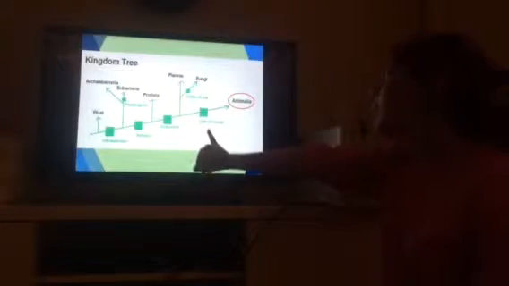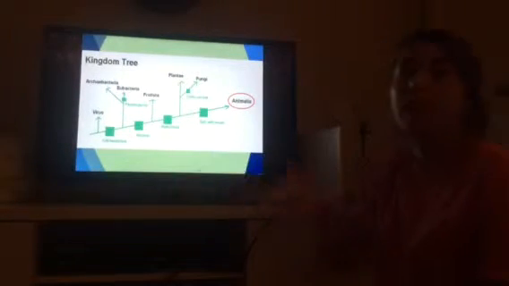So as you can see, it's in the kingdom Animalia because it eats with the mouth. It's multicellular, it has a nucleus and a cell membrane.